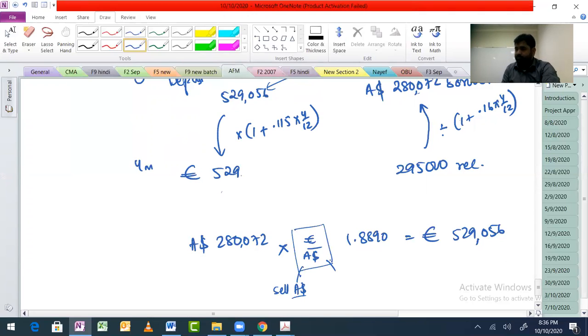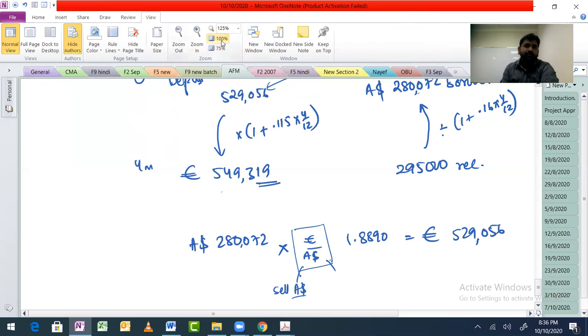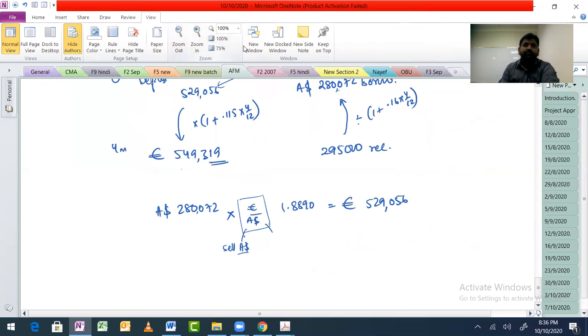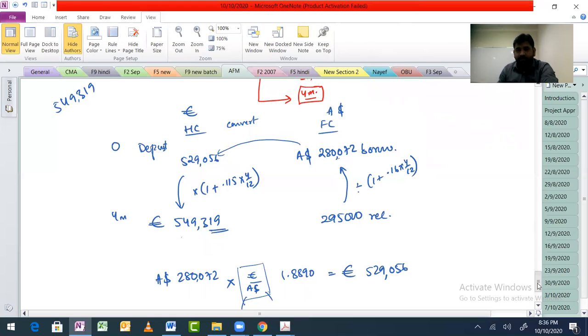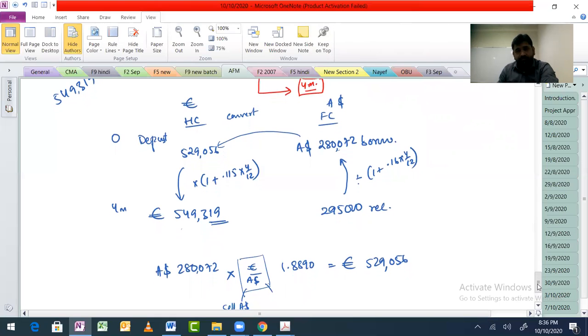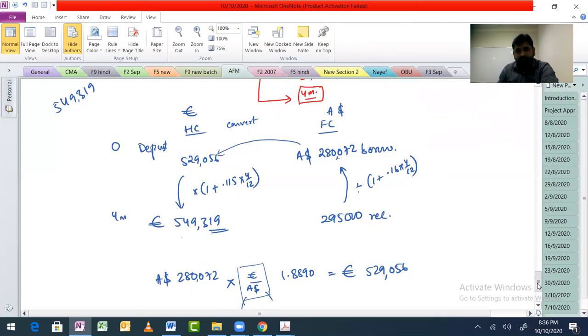529056. No, 549, sorry. 319. This is what is given. So are we getting this? Yes. Okay. I got this up to the deposit part correct. That's 529056. Okay. Then I think my calculation mistake is because I took 0.115 into 4 by 12. Maybe when I entered it I made a mistake.